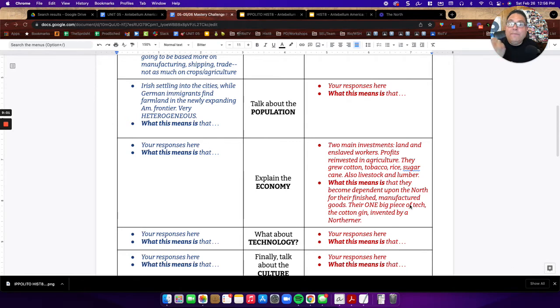And again, they have one piece of technology, the cotton gin. Ironically, you're going to read that in the textbook. They have one big piece of tech, the one thing that they use most often on these cotton plantations, was the cotton gin, which was invented by Eli Whitney, who was a Northerner. So their one big piece of technology was not even created or invented in the South, right? Made by a Northerner.